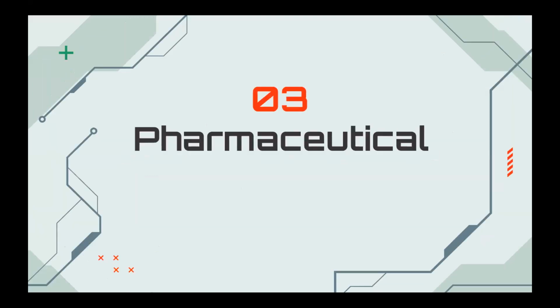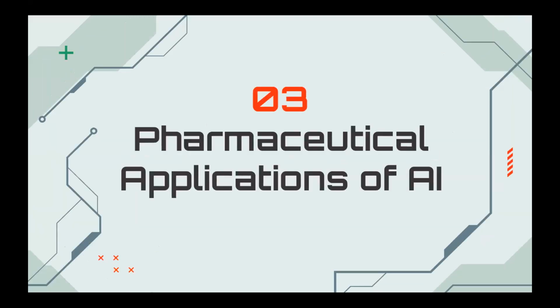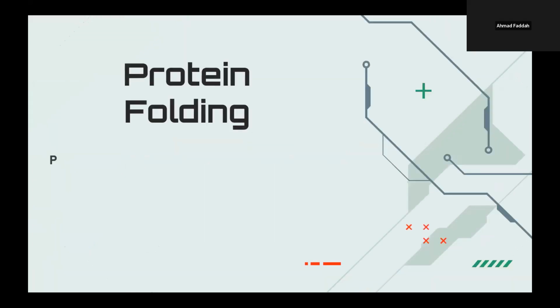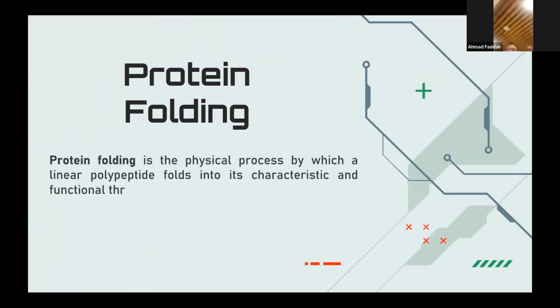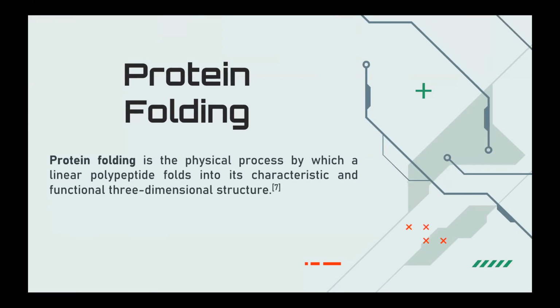I'll be talking about the pharmaceutical applications of AI. We'll start by talking about protein folding, which is a problem we face when designing a new drug, because most of the time we are unable to identify how our target molecule looks like. Protein folding simply is the folding of a linear polypeptide into characteristic functional 3-dimensional structures.